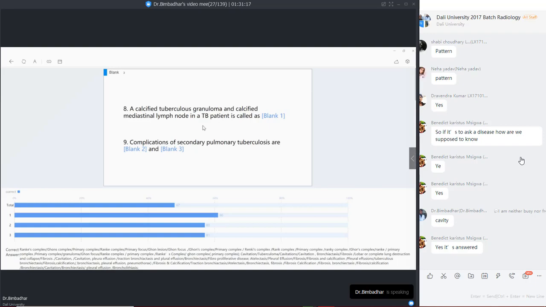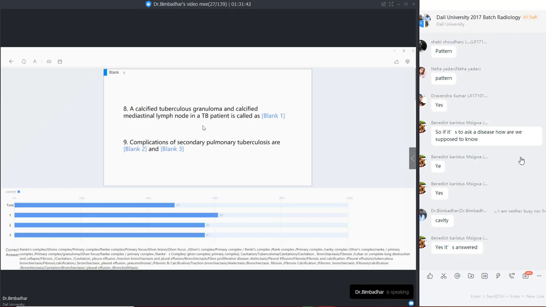Did you understand this one? It is the characteristic feature of secondary tuberculosis, healed tuberculosis. Generally it is healed tuberculosis, and eventually that will reactivate. This is a characteristic feature of secondary tuberculosis. Right? Ghon's focus, primary tuberculosis.